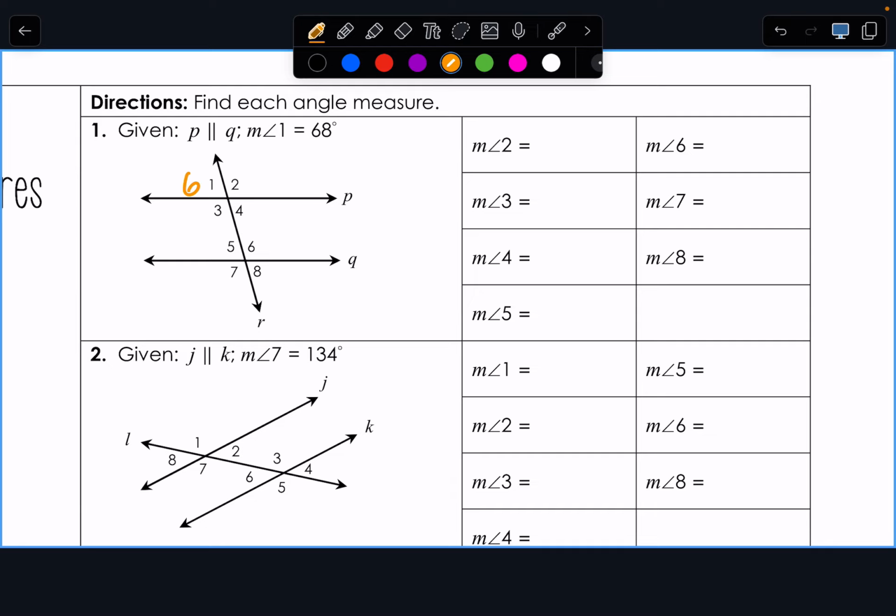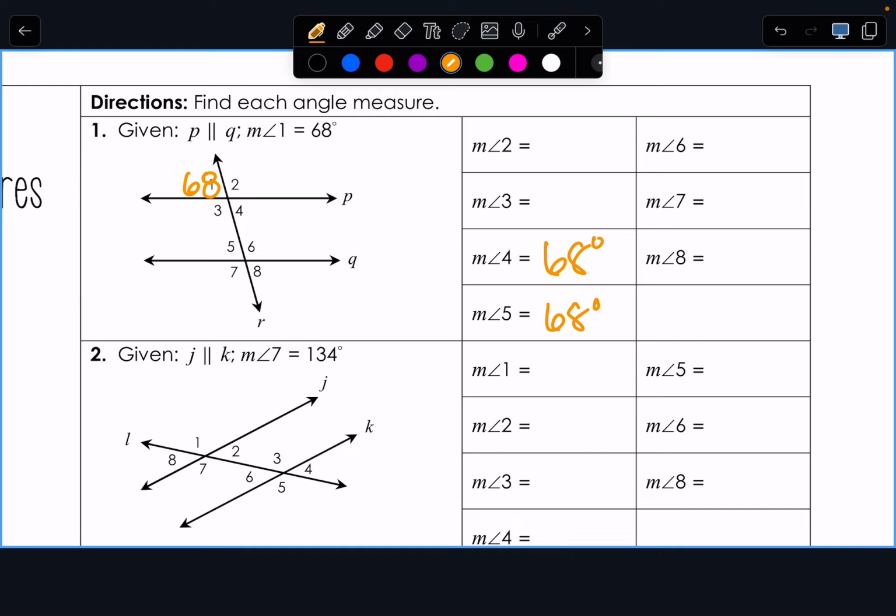Okay, so if angle 1 is 68 degrees, what kind of angle is angle 4 to angle 1? Vertical. Angle 1 and angle 4 are vertical, so we know that angle 4 is 68. Okay. Angles 1 and 5 are what kind of angles? Corresponding. Angle 1 and angle 5 are corresponding. So yes, we know that angle 5 is 68 degrees.